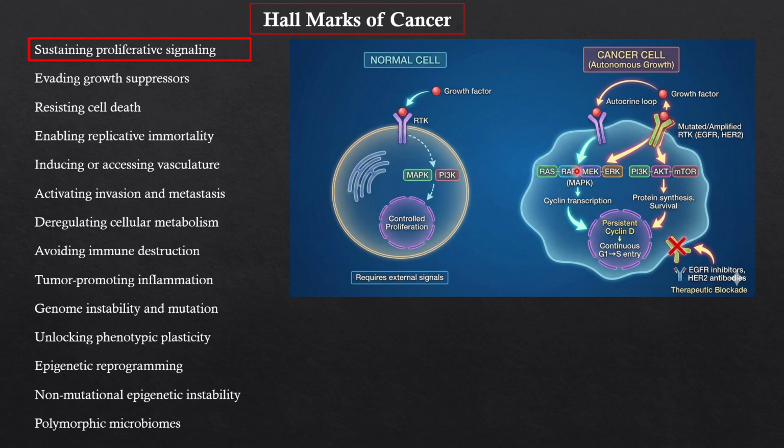Now, the therapeutic blockade can be performed if we can target these receptors, like the receptor tyrosine kinase or mutated receptors like EGFR and HER2. Certain inhibitors or antibodies can act on these receptor surfaces to block them. In this way, the cancer cells can be stopped from autonomous growth.